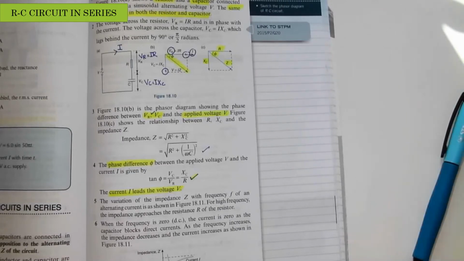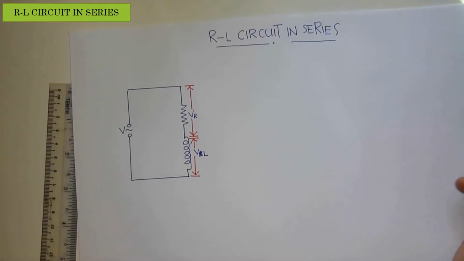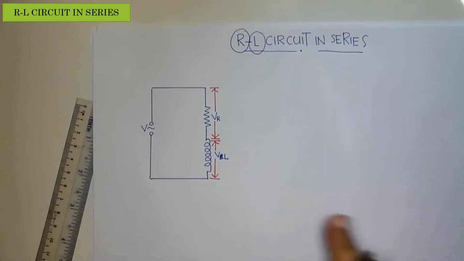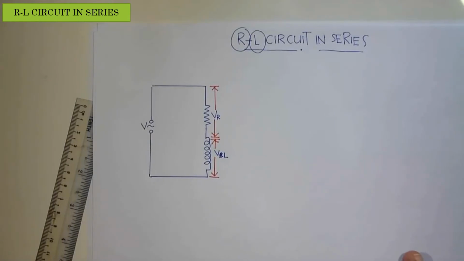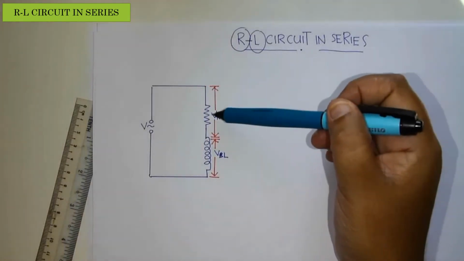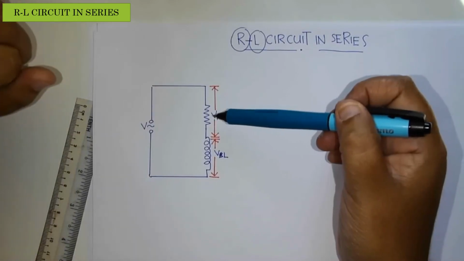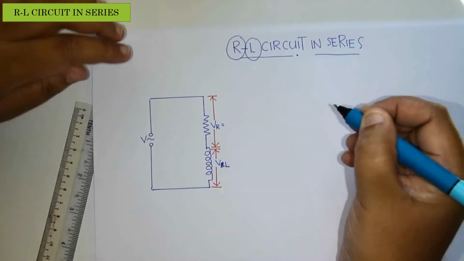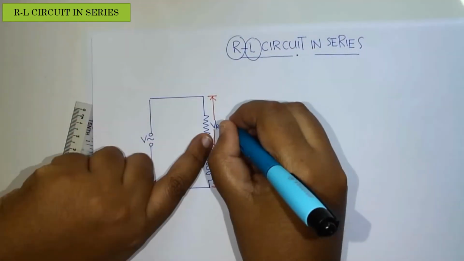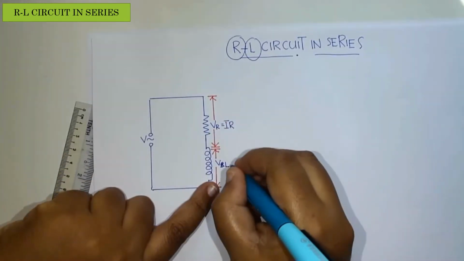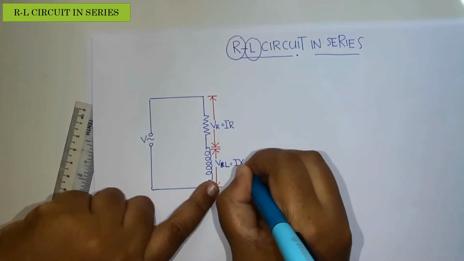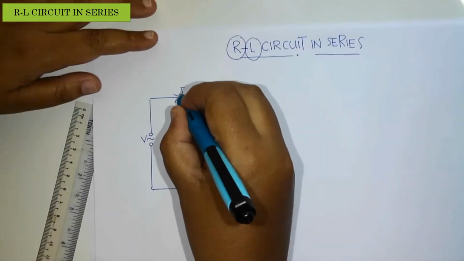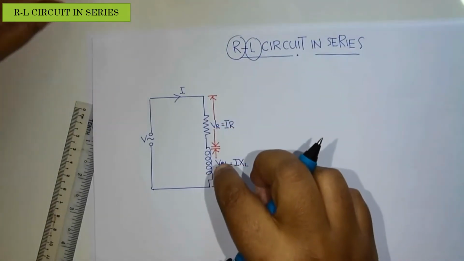Okay, alright, thank you. RL circuits in series. R means resistor, L means inductor. So I have a circuit here, where the voltage supply is V. Then it's connected to a resistor and an inductor. The resistor voltage is VR equals IR, and here VL is equal to IXL. And then the same current flows in the resistor and also in the inductor.